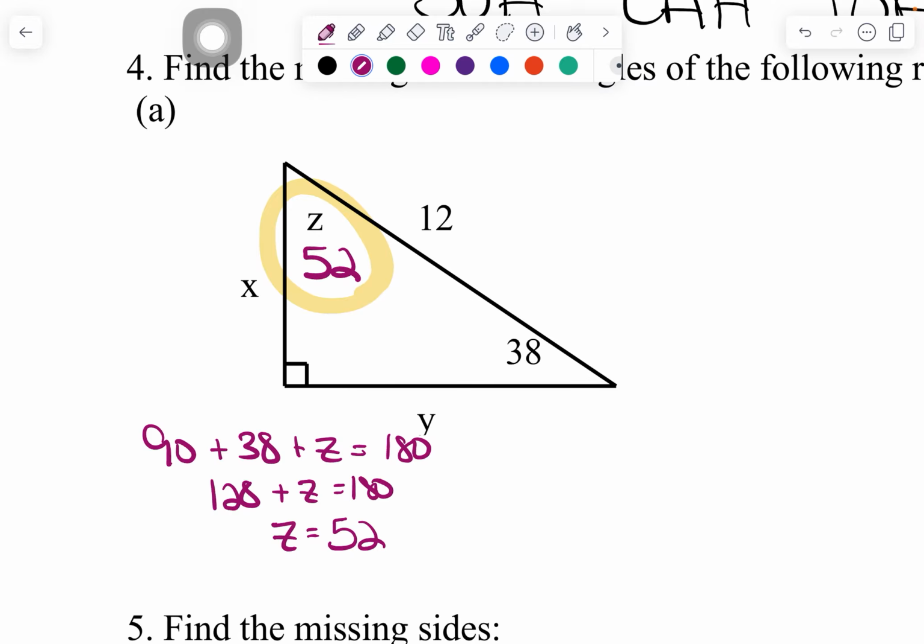Okay, I'm now going to use the 38-degree angle as my reference angle. From here, I want to label the triangle. So 12 is the hypotenuse, y is the adjacent side, and x is the opposite. I need to find both x and y.